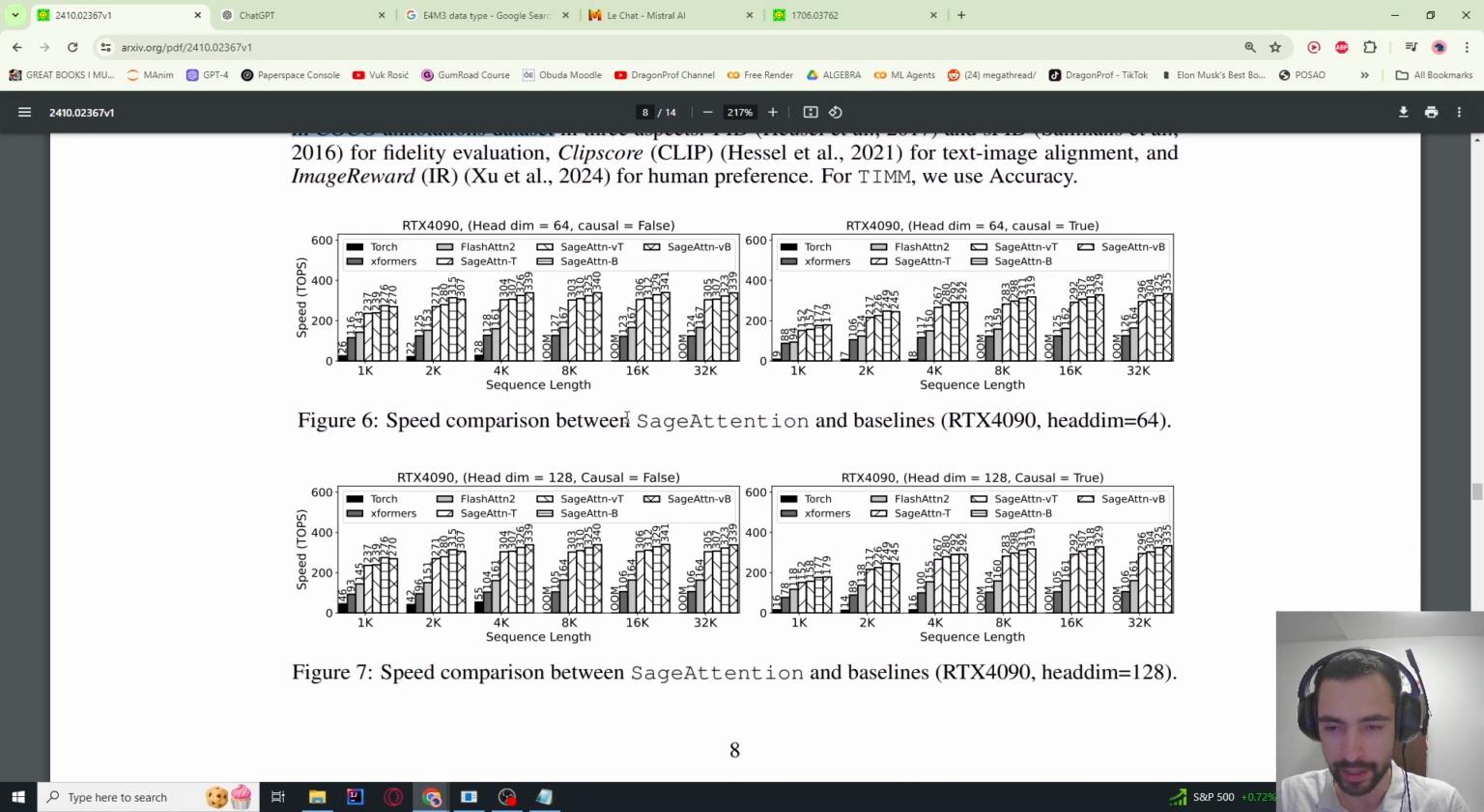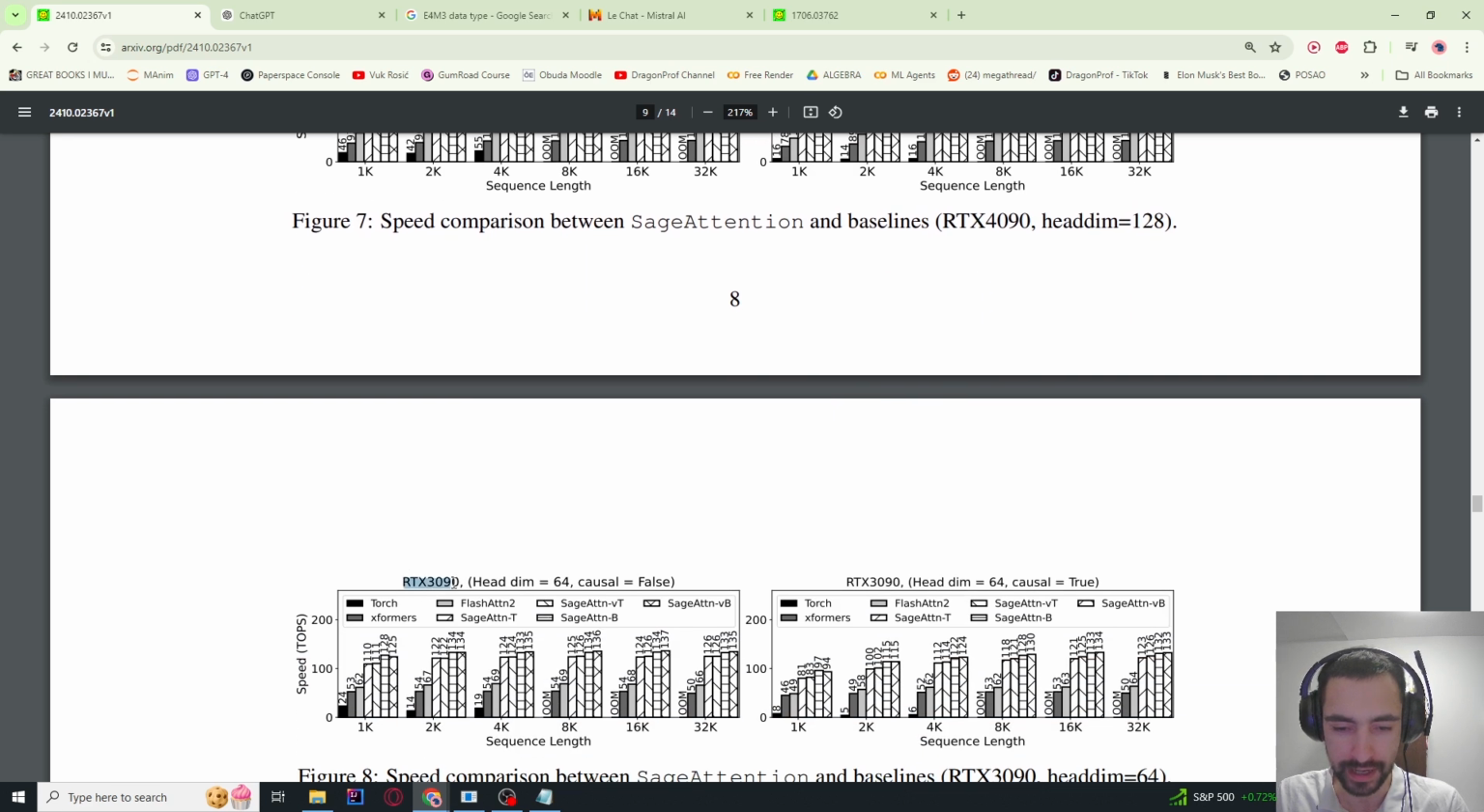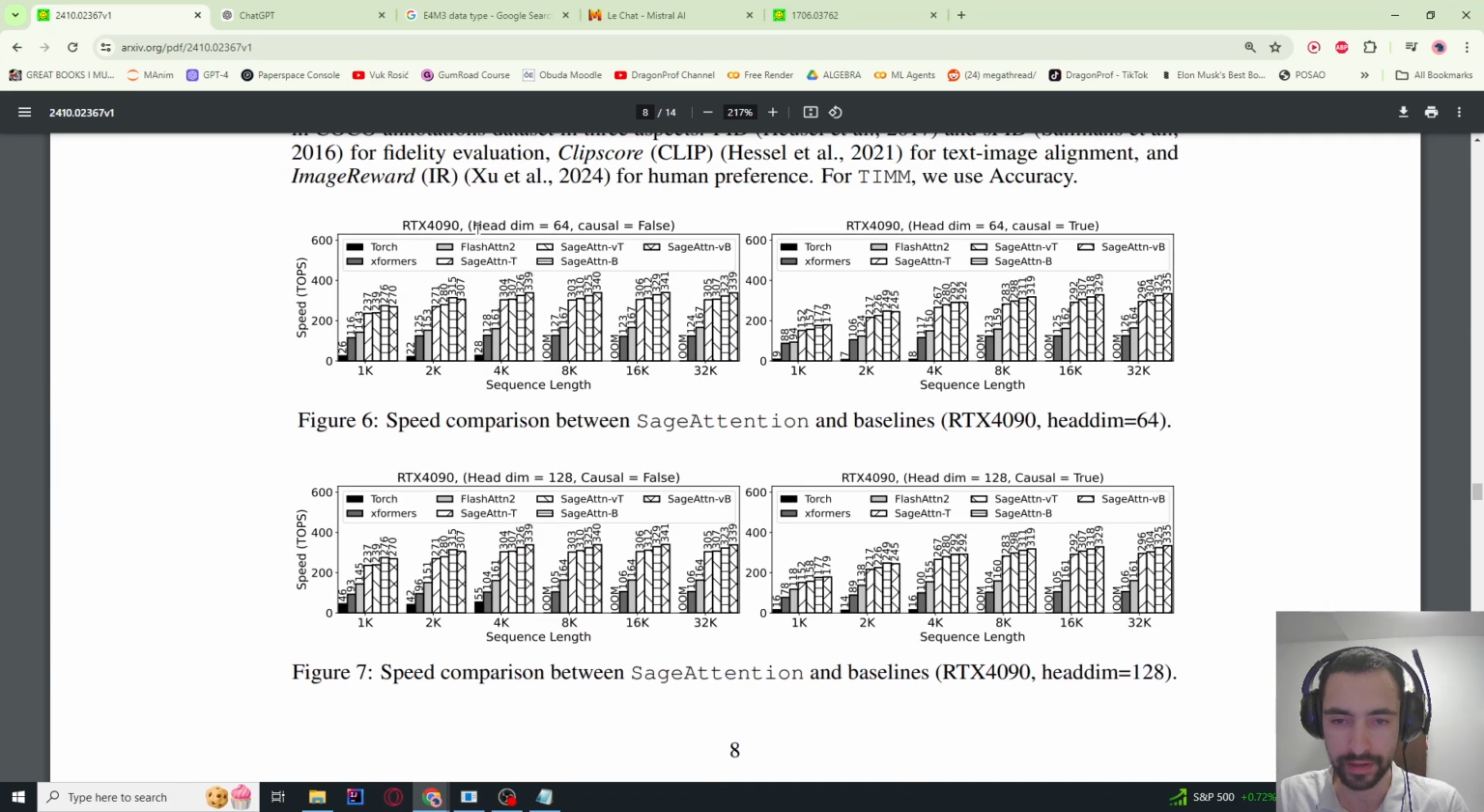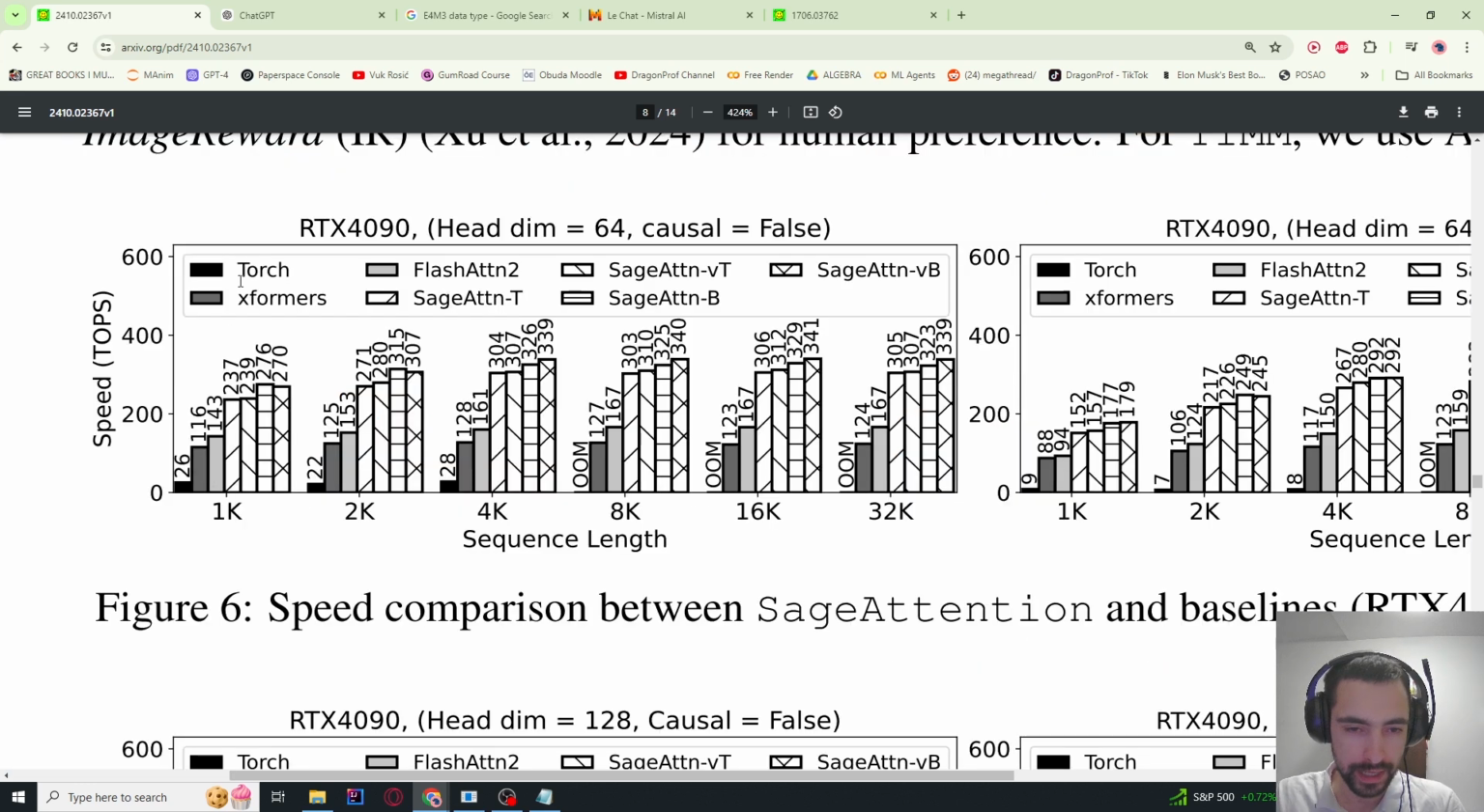So now we have a bunch of these graphs. What they show is a graphics card. So this is one graphics card, it's the same here, and then this is a different graphics card. Then they also differ in head dimensions, so 64 and 128, and causality, causal false, causal true. So causal means whether it's able to see the following tokens. For example, in autoregressive models like ChatGPT, it would not be able to see the following tokens when generating the next token.